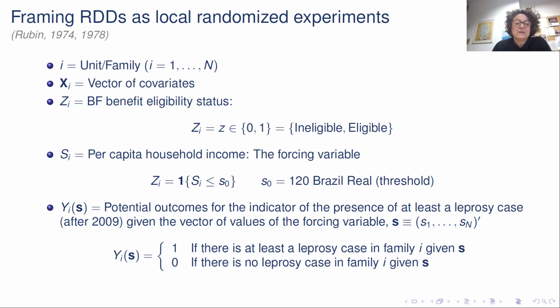Potential outcomes. So, the outcome of interest is a binary variable that takes on value 1 if in the family, in the ith family, there is at least a leprosy case for a given level of the forcing variable.